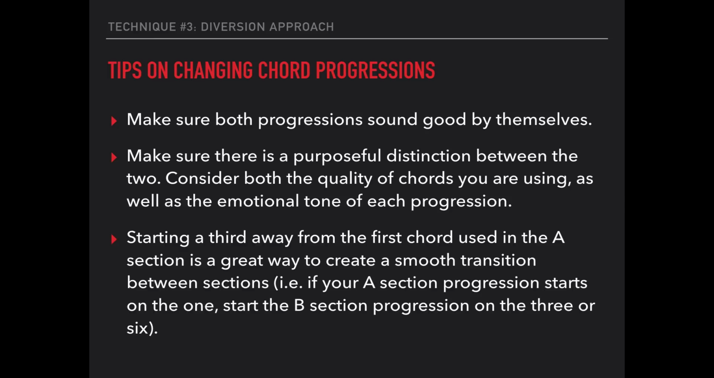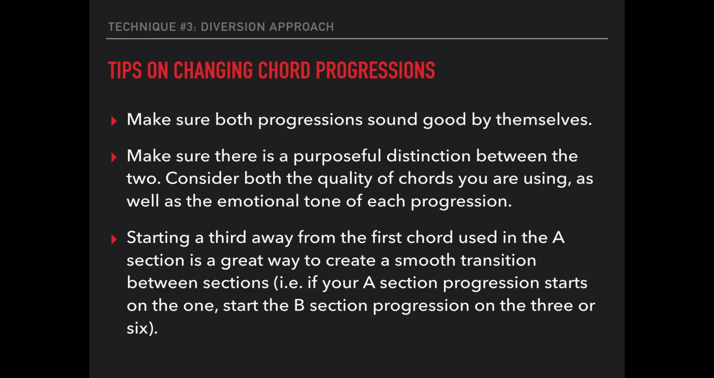So the third technique is to start a third away from the first chord that is used in your A section progression. This is a great way to create a smooth transition between those two progressions. So what do I mean by this? Well, for example, if your A section progression starts on the 1 chord, you can start your B section progression on either the 3 or the 6. The 3 is going to be a third above the 1, and the 6 is going to be a third below.